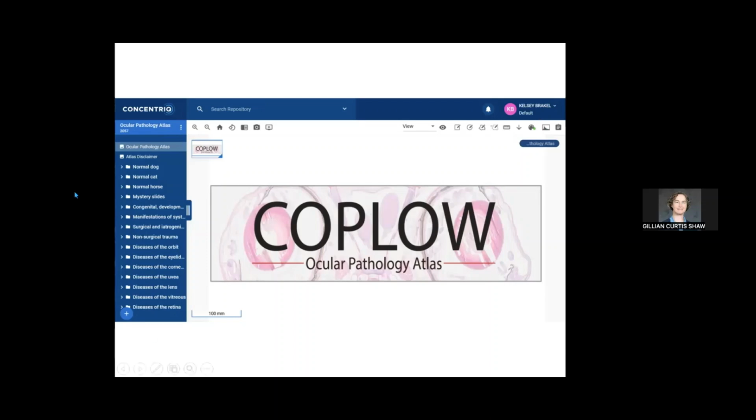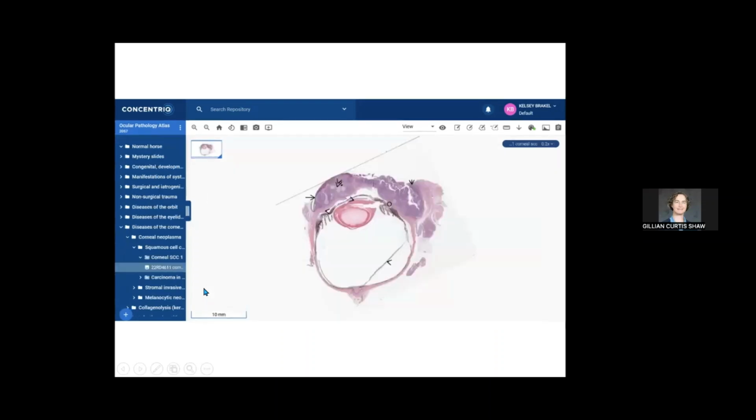We've got all the different cases listed on the left-hand side here. We've got normals, and then a bunch of different diseases broken up by the different parts of the eye. This is what a case might look like when you open it. I don't remember what this is. I think it's a squamous cell carcinoma in a dog, probably.